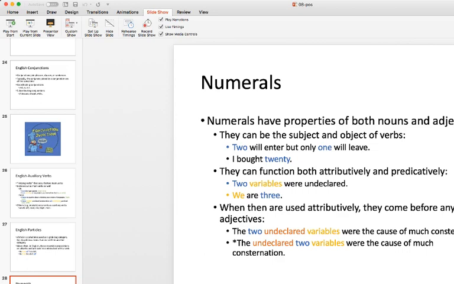So you say, the 2 undeclared variables were the cause of much consternation, but you cannot say, and that's what the star means, the undeclared 2 variables were the cause of much consternation. We all agree that's bad? You can't say that? Yeah.